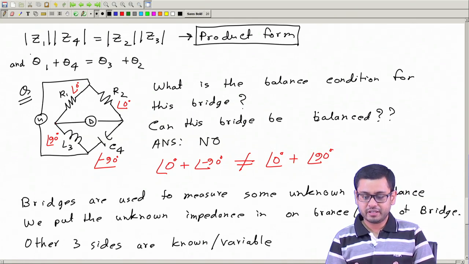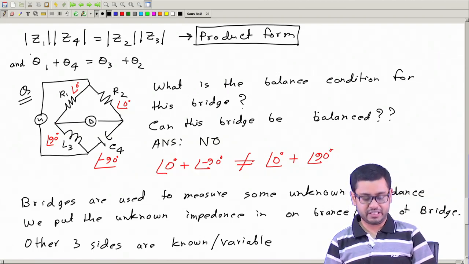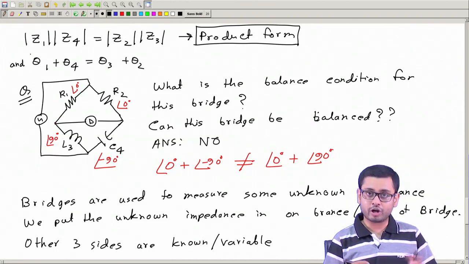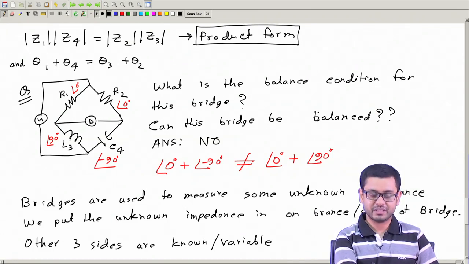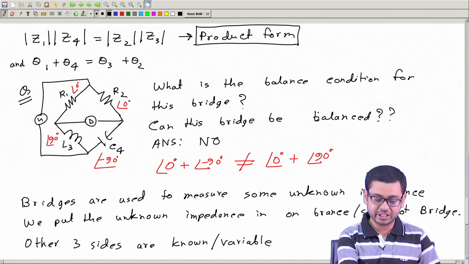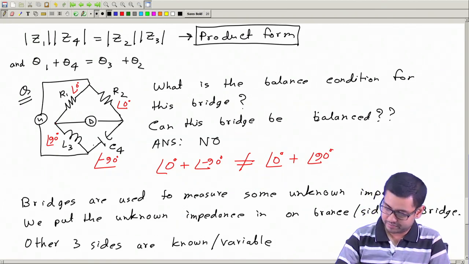Configure a bridge with one unknown and three knowns and find the balance condition, and then from the balance equation find the unknown value. Now, when we are configuring or designing a bridge, we must keep in mind that all configurations are not balanceable. Like one we have seen here, this is a non-balanceable bridge. So, we should never design or configure a bridge which is not balanceable. Okay? So, this is one thing to learn.